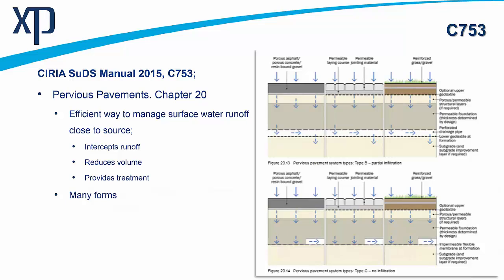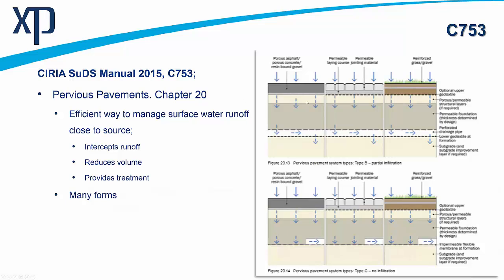We'll also take a look at pervious pavements. This is a popular choice because where we're restricted on high-density projects, you don't have the benefit of space to be able to put in a swale or a detention basin or something like this. But a permeable pavement, or pervious pavement rather, is a very efficient way to manage surface water, fit it into the densely urbanized situation, but also manage surface water very close to the source. It intercepts runoff and reduces volume, and provides water treatment as well.